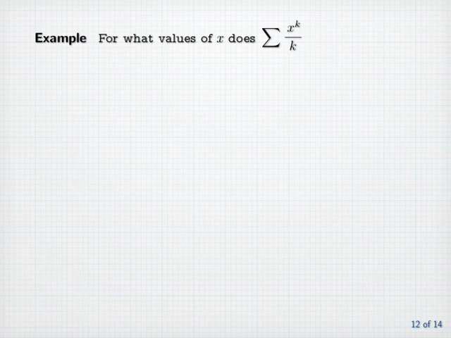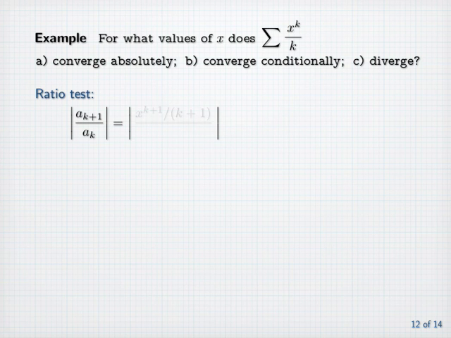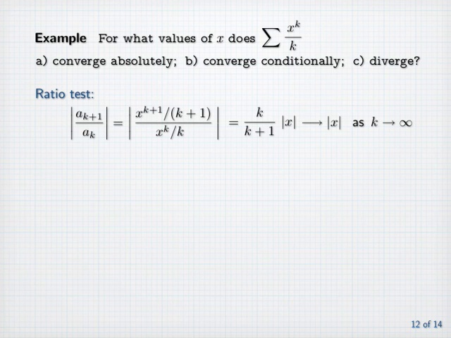Example. For what values of x does the sum of x to the k divided by k, a, converge absolutely, b, converge conditionally, and c, diverge? We'll use the ratio test. Here, the absolute value of the k plus first term divided by the kth term is equal to the absolute value of x to the k plus 1 over k plus 1 divided by x to the k over k. That's equal to k over k plus 1 times the absolute value of x to the first power. Since k over k plus 1 approaches 1 as k goes to infinity, this approaches the absolute value of x as k goes to infinity.